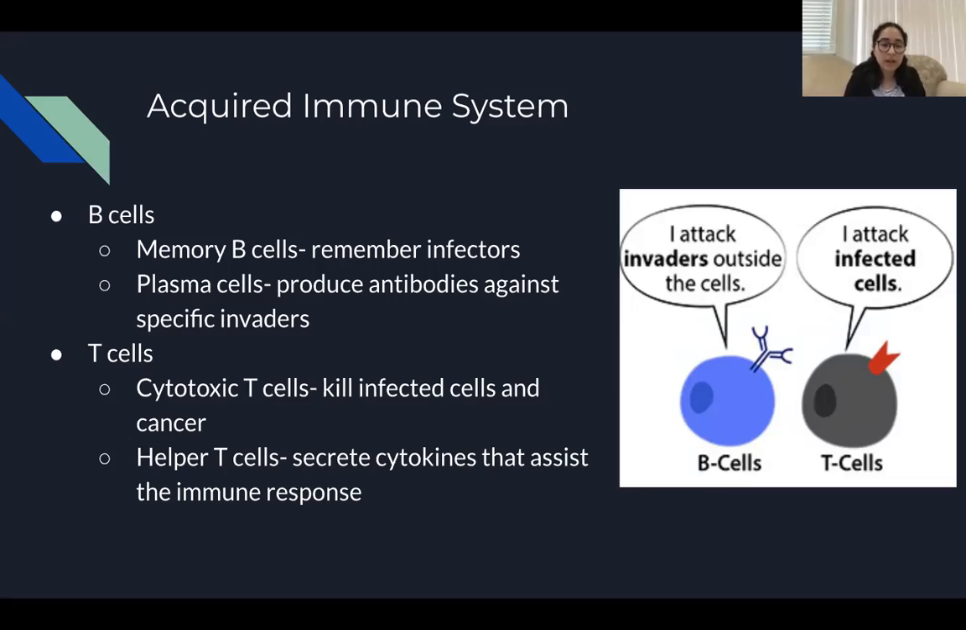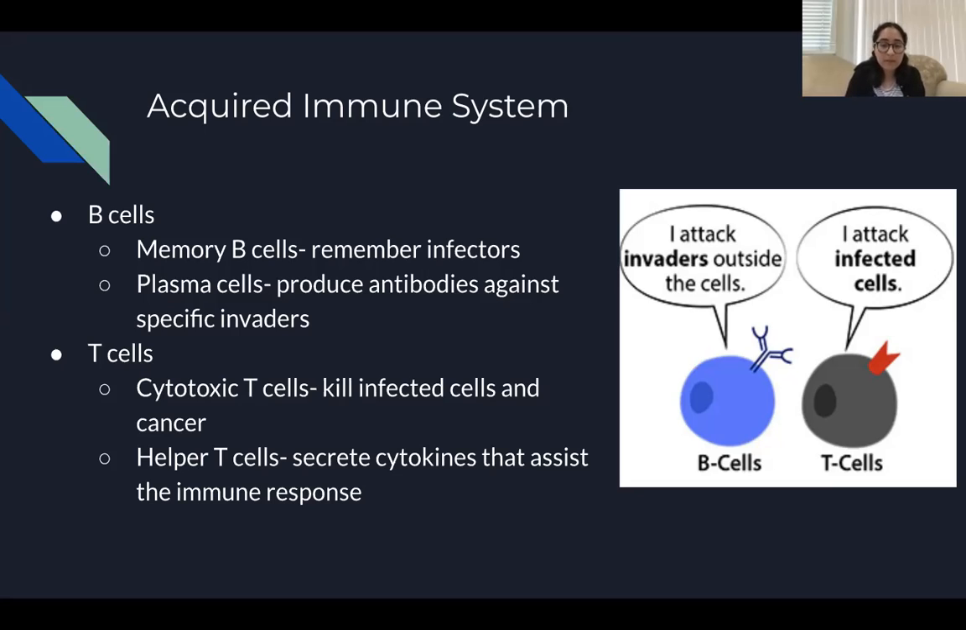So B cells actually have two types to them. The first type are memory B cells. Memory B cells are notable for the fact that they can remember one type of invader. And if they come into contact with that invader again, they're going to differentiate into plasma cells. And plasma cells are going to secrete specific antibodies that work against that invader.